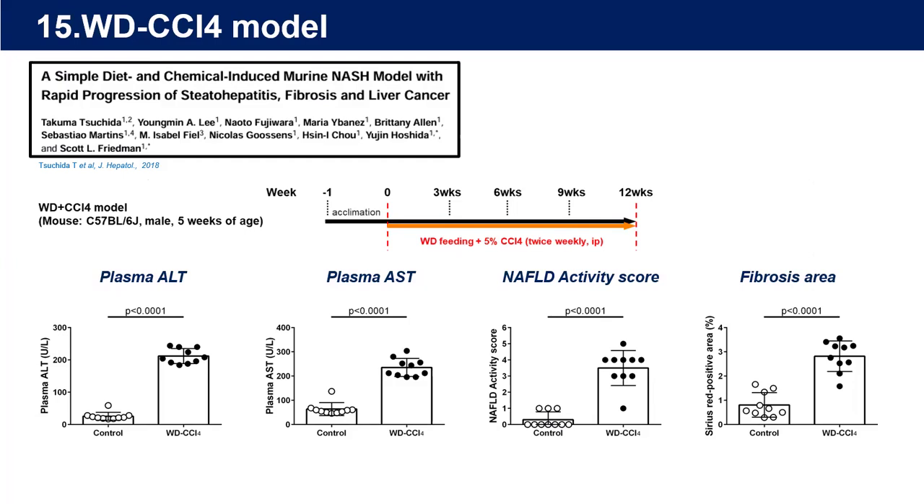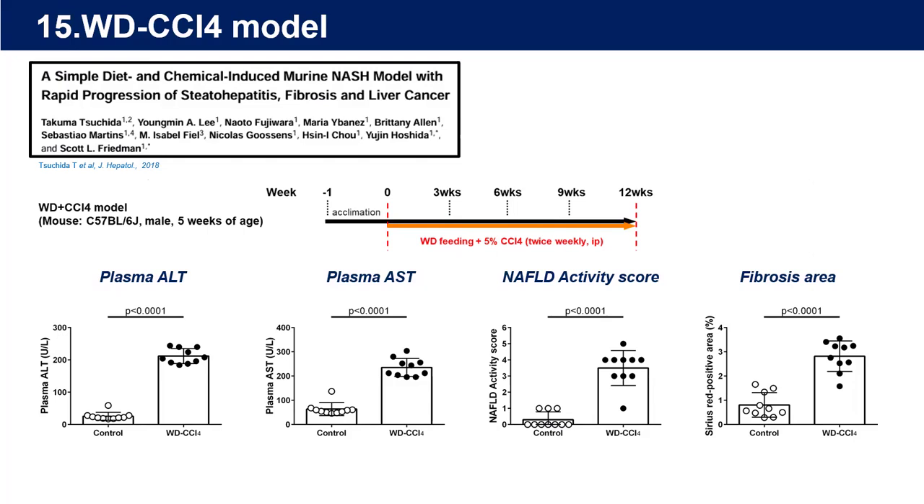Next, I will explain the wild Western diet plus CCL4 model. This model induces liver damage and promotes fibrosis by administering CCL4 in addition to a Western diet. Elevated plasma ALT and AST level, changes in NAFLD activity score, increased fibrosis area are all indicators that can be used to evaluate the disease state.